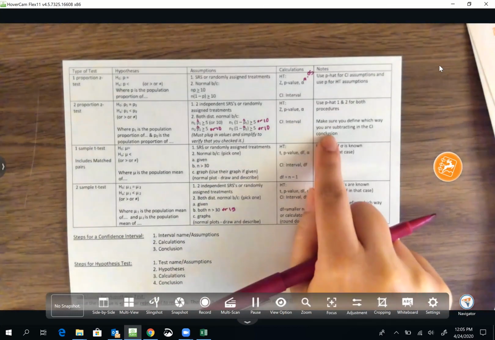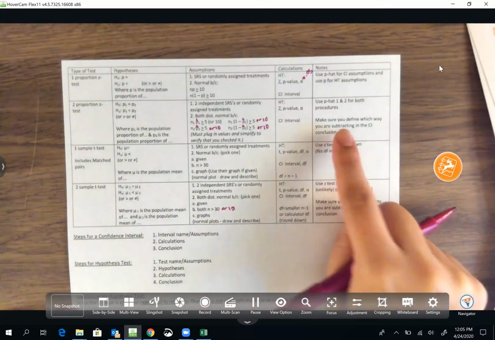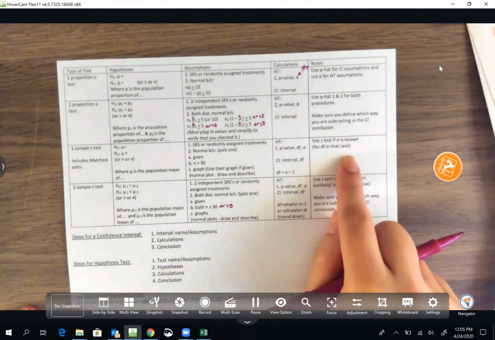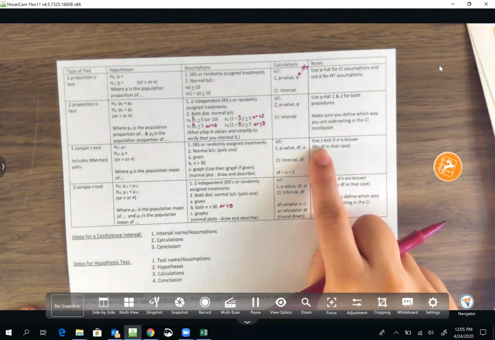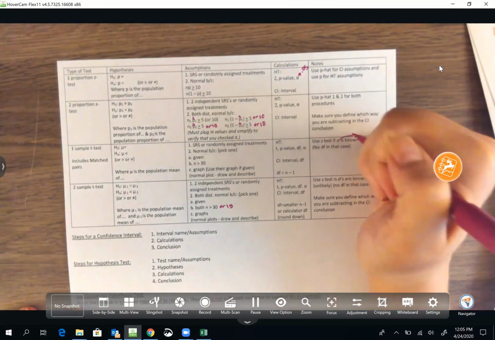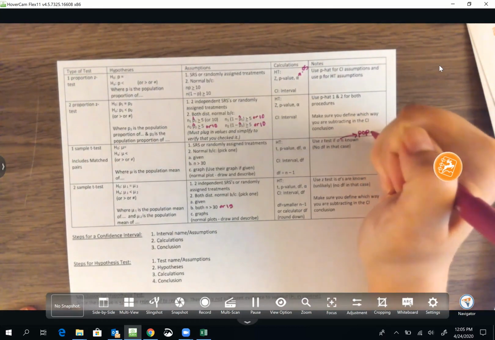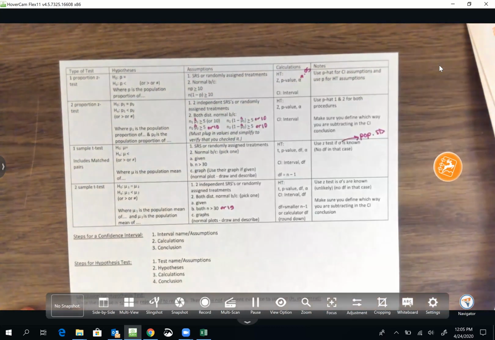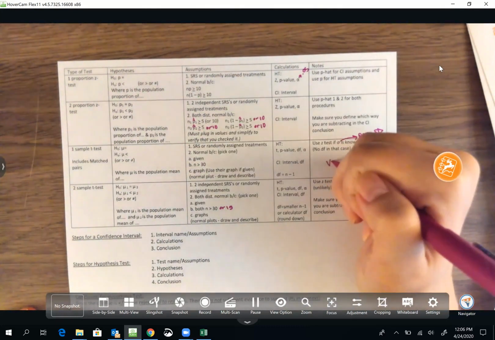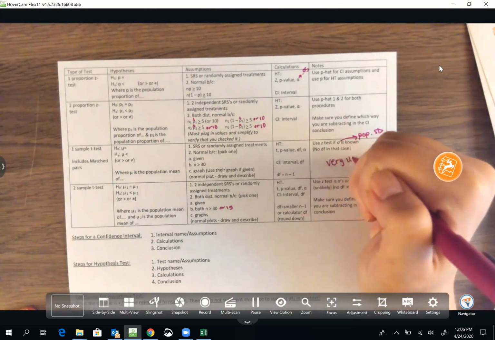Make sure when you write your conclusion statement for the two means or the two proportions that you define which way you're subtracting. If we know the population standard deviation, then we would actually use a z-test instead of a t-test. This is very unlikely though.